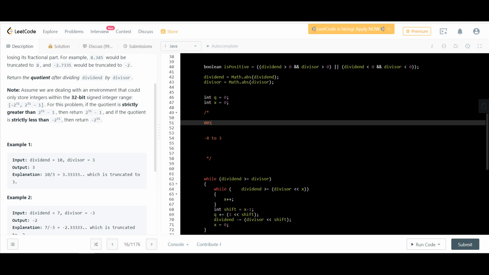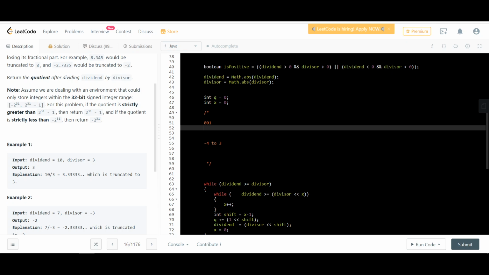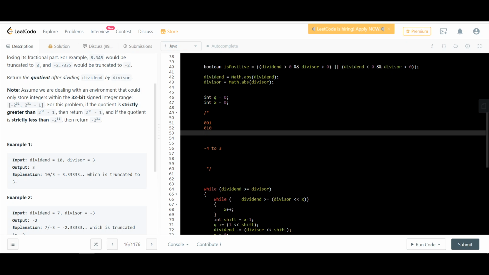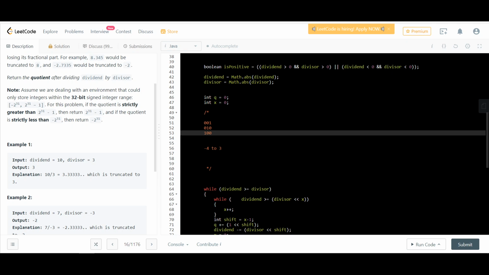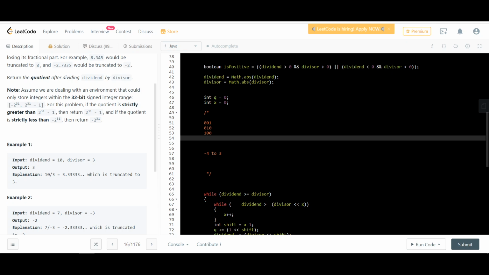Now let's say our value was 1. When you left shift once, it becomes 2. But as soon as you left shift another time, this becomes -4. Your dividend was greater than 2, but your dividend would definitely be greater than -4. And when you left shift again one more time, I don't know what happens here. Does it become 0 or does it become 1? This is the bit that I am unsure of.